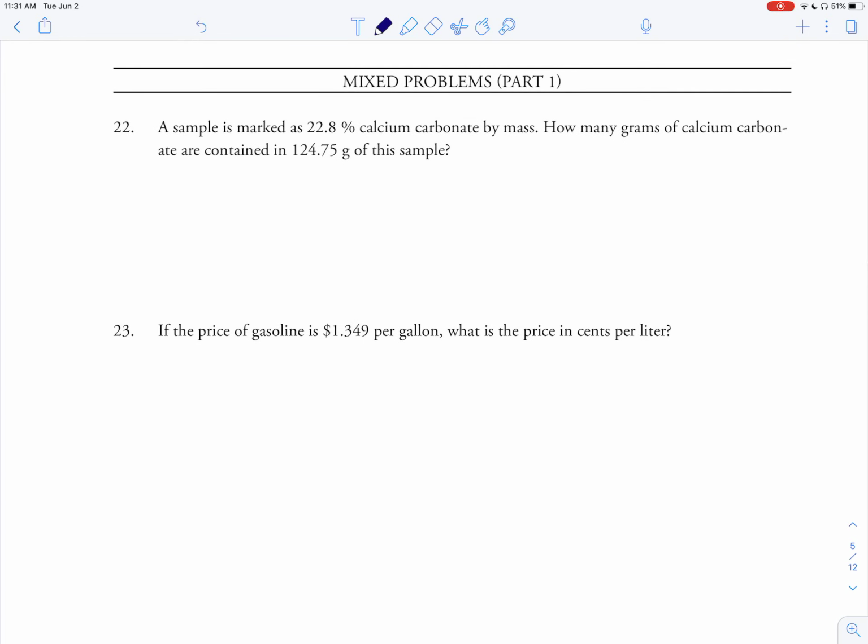You have some problems that use just basic percentages, or this number 23 is a unit conversion. It's just written in word form, kind of starts you out. It looks something like this. So dollars per gallon, you want to actually convert that to cents per liter. And so treat each unit like the dollar, convert dollars to cents first, and then go back and convert gallons to liters. And so it's really just 2 unit conversion problems all in one.